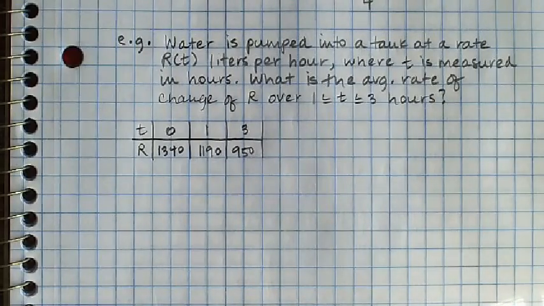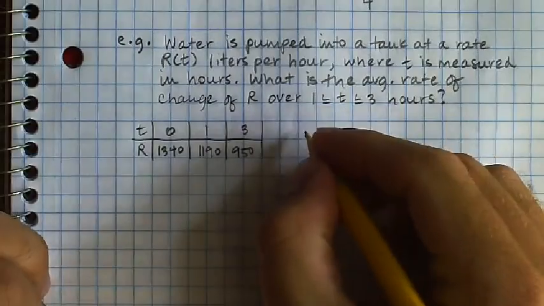They said that water is getting pumped into a tank at a rate of R of T liters per hour, where T is measured in hours. And it's asking, what's the average rate of change of R over the time interval 1 to 3? Okay, well, this is going to be R of 3 minus R of 1 over 3 minus 1.